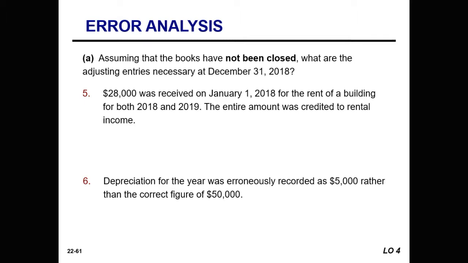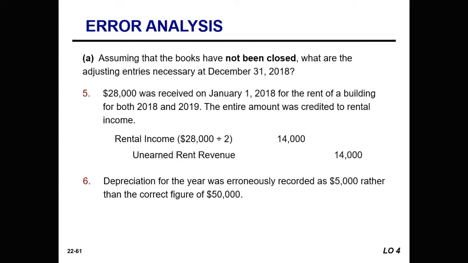$28,000 was received on January 1st, 2018 for the rent of a building for both 2018 and 19. The entire amount was credited to rental income. We would recognize rental income of $1,400 in 2018 and unearned rent revenue against unearned rent revenue, which is your liability account. Depreciation for the year was erroneously recorded as $5,000 rather than $50,000. So we recognize an additional $45,000 of depreciation expense against accumulated depreciation.